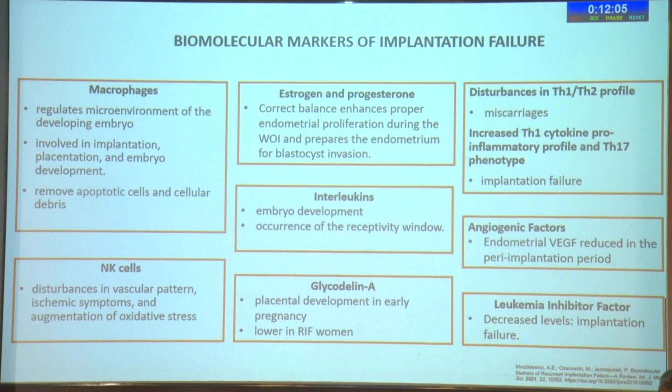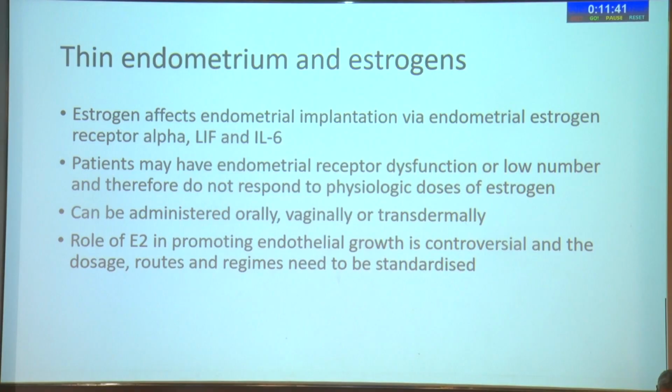And there are biomolecular markers of implantation failure, and these are macrophages, the NK cells, estrogen and progesterone, interleukins, glycodelin A, and disturbance in Th1, Th2 profile, angiogenic factors, and leukemia inhibiting factors. So all these factors have their interplay when the implantation occurs. So they act on the endometrium. So whenever we are looking at the functioning of endometrium, we have to think about that.